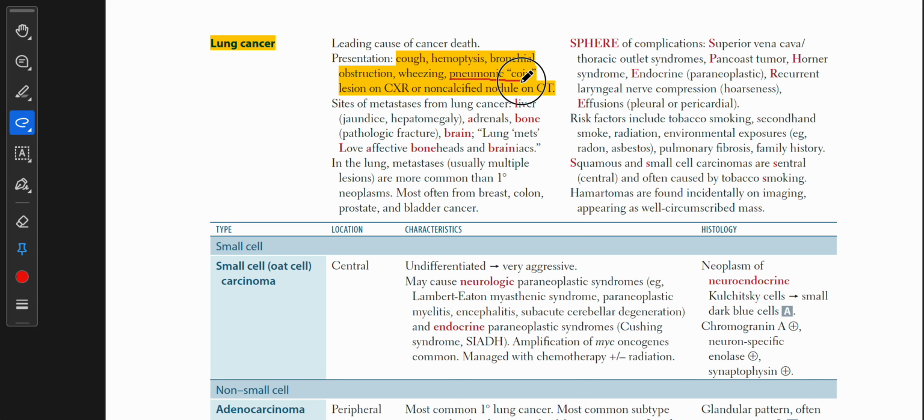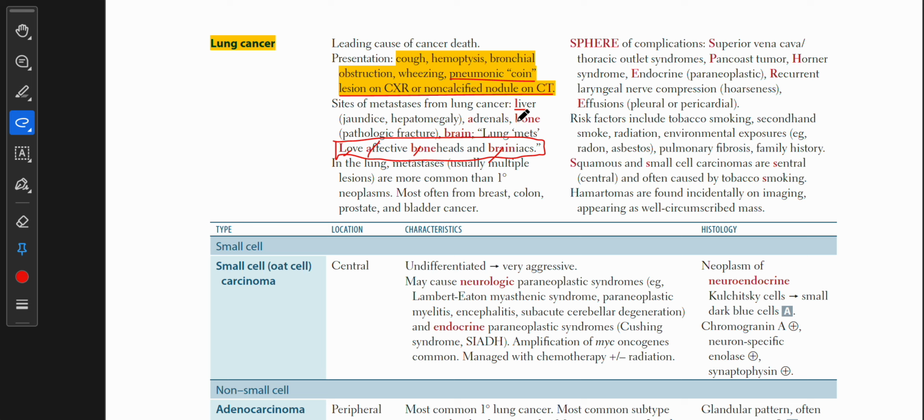Pneumonic cone lesion on chest X-ray. This is very high yield, or non-calcified nodule on CT. So sites of metastasis from lung cancer are liver, adrenals, bones, and brain. Nice, this is a very nice mnemonic. You can remember it like this: LOVE, which is lung cancer. L for liver, A for adrenals, B for bones, because boneheads, and B for brainiacs.